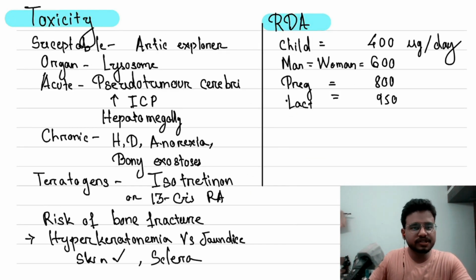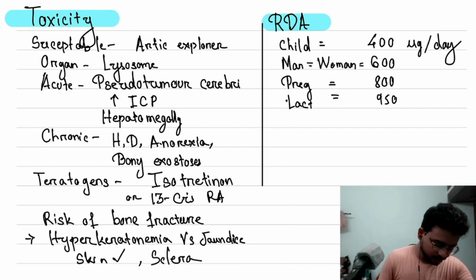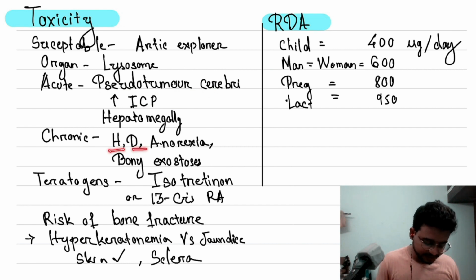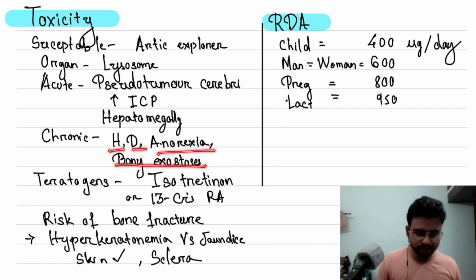We knew about the deficiency. Now let's talk about the toxicity. Generally, Arctic explorers are susceptible to vitamin A toxicity because they eat the liver of polar bear, which is very much rich in vitamin A. The organ that is affected is the liver, which in acute condition causes pseudotumor cerebri, that means an increase in the intracranial pressure, and hepatomegaly. In chronic condition it causes headache, dizziness, anorexia, and bony exostosis. It causes very painful bone swelling.